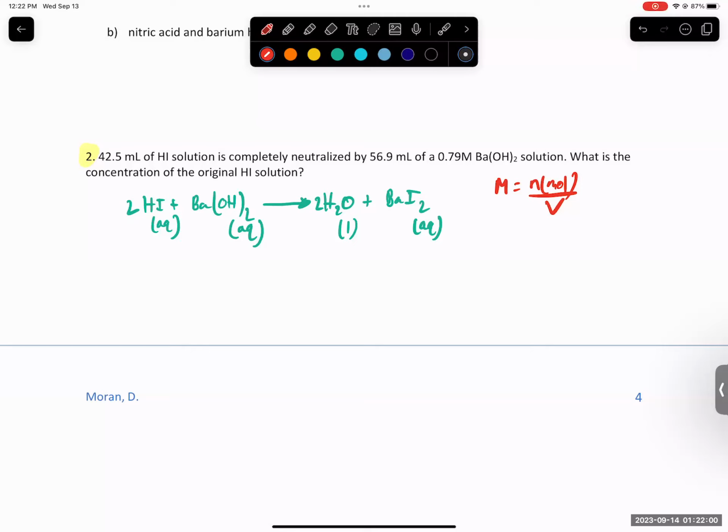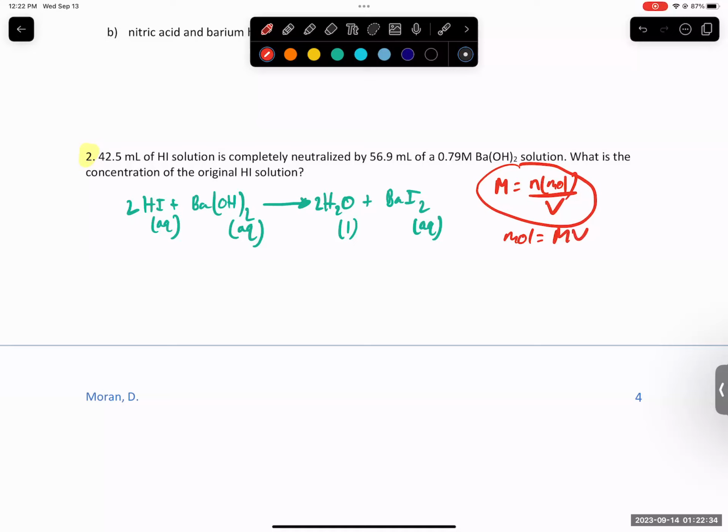Multiply 0.79 molarity times the 56.9 milliliters. Yeah, so that's 56.9, but I get what you're saying. So you multiply the molarity by the volume, right? Because if you rearrange this equation, you'll see that moles equals molarity times volume. How I got that was I multiplied both sides by the volume.